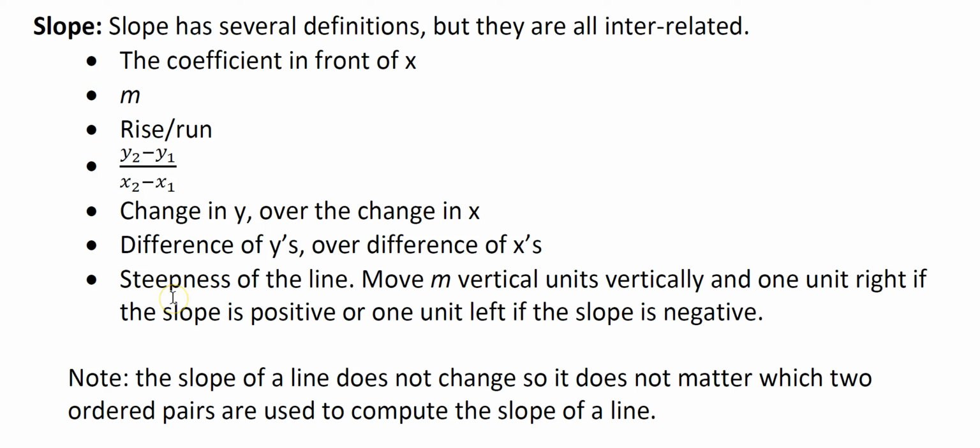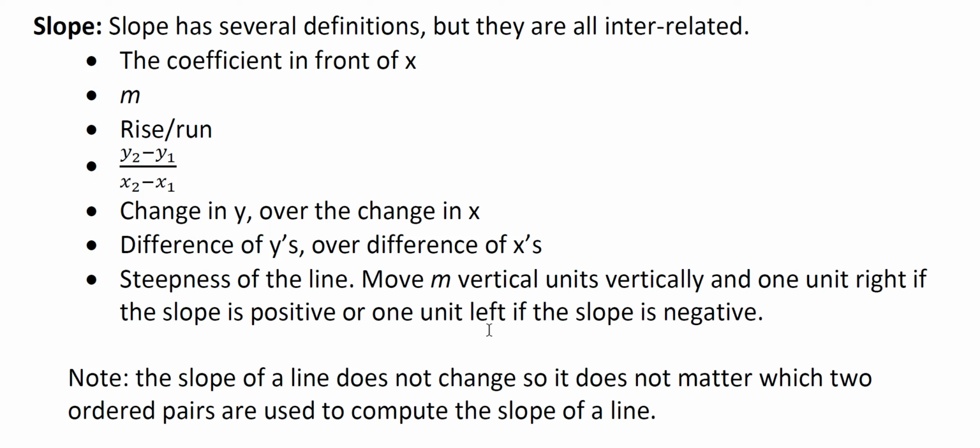Slope describes the steepness of a line. On a line, you could say to move m vertical units up and then 1 unit right. And you would move right if the slope is positive, or you would move 1 unit left if the slope was negative. Now, the steepness of a line can be explained in that context.